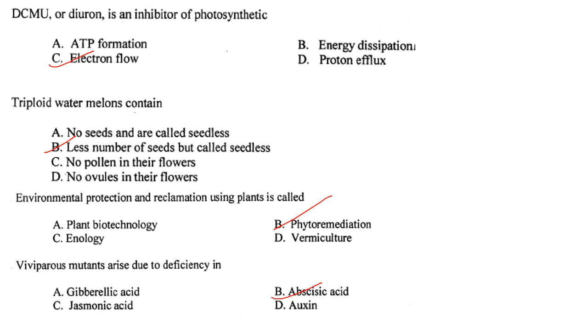Triploid watermelons contain less number of seeds, but are called seedless. Okay, so answer is option B. Environmental protection and reclamation using plants is called phytoremediation. Answer is B. Viviparous mutant arise due to deficiency of abscisic acid. This question was repeated twice in two different years.